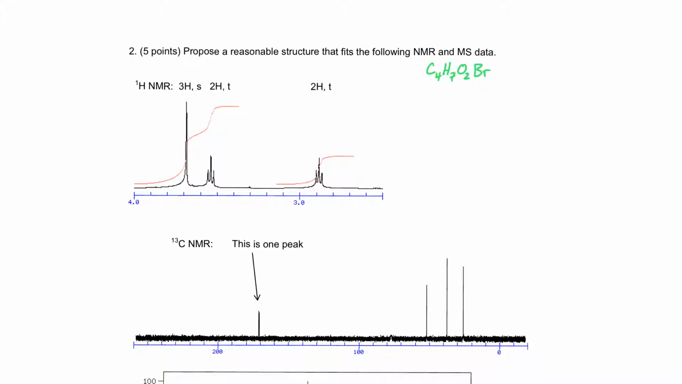So let's go ahead and look at the proton NMR spectrum. We have 3 different signals. They do add up to 7 hydrogens. So that confirms the 7 hydrogens there.